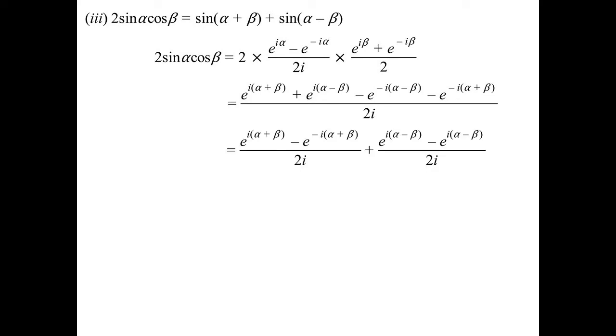Break it up into 2 fractions, and we've got it. There's sine alpha plus beta plus sine alpha minus beta. A little bit fiddly, but it's a reasonably quick way of proving that one.